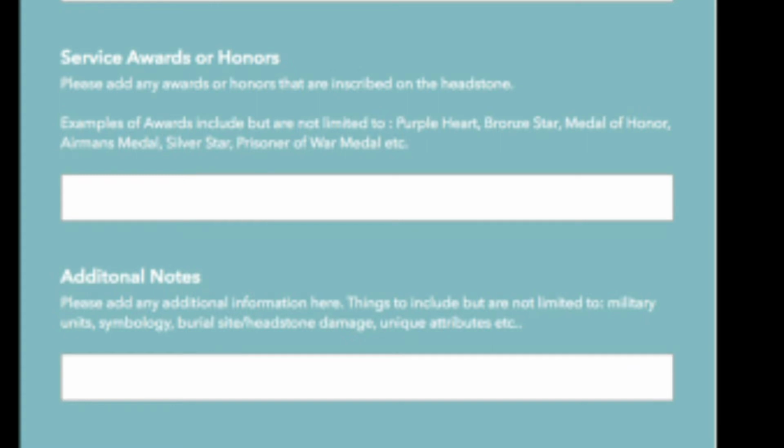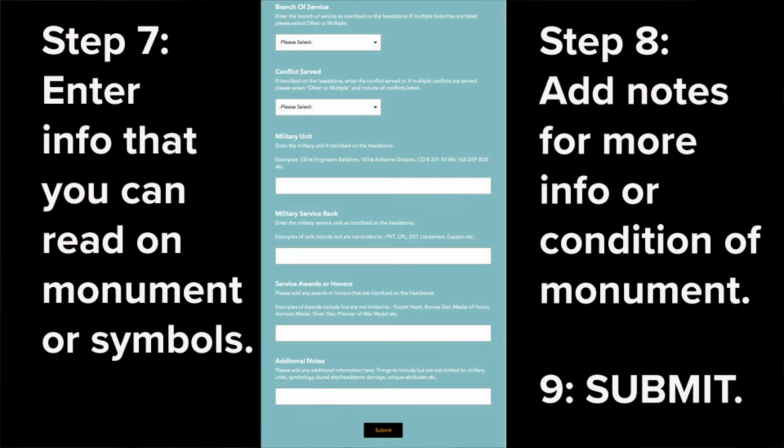There's also selections for service awards or honors. Things like that would be considered prisoner of war, Purple Heart, Airman's Medal. And there's actually too many to include in a pre-populated information. So just put it in as best as you're able to. The same goes with military service rank, things like private, sergeant, captain, major. There's very many, so just type it in there as best as you're able to.